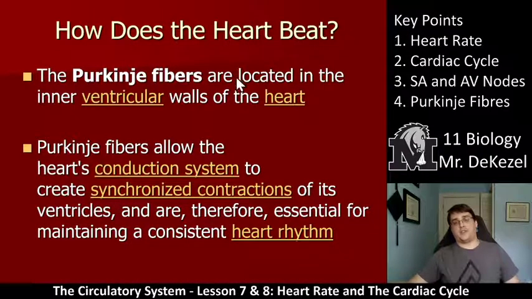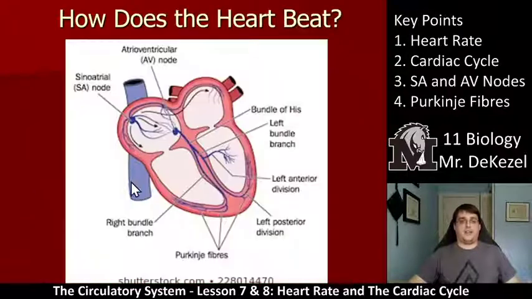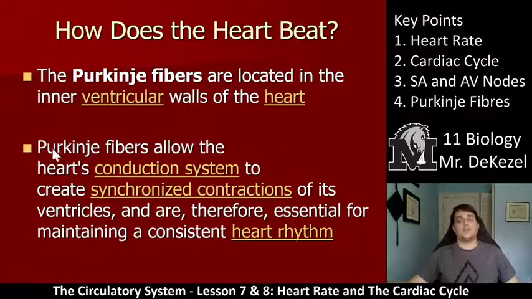The Purkinje fibers are located in the inner ventricular walls of the heart. So that is these right here. These are the Purkinje fibers. So after the bundle of His are the Purkinje fibers. They are in the ventricle walls, and they stimulate the ventricles to contract. So the Purkinje fibers allow the heart's conduction system to create synchronized contractions of its ventricles. That's very, very important that it's all synchronized, and are therefore essential for the maintaining of a consistent heart rhythm.